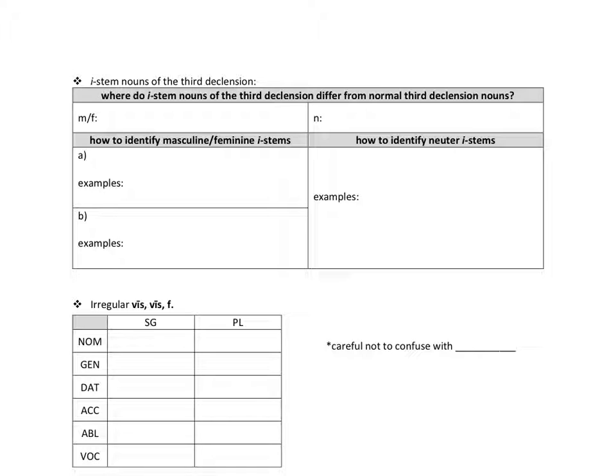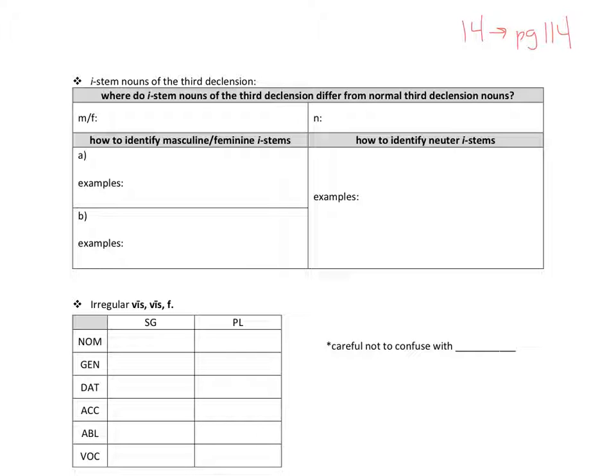All right, so let's actually start looking at what I-stem nouns are. And once again, please have your Wheelock textbook open, because I'm going to be referring a lot to it as we go along here. Chapter 14 begins on page 114, so I'm quite serious about you pulling that out. So, I-stem nouns of the third declension: they are declined the exact same way as any third declension noun is declined, except in a few different places.